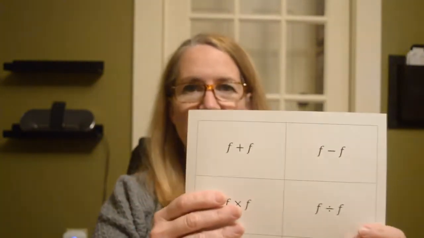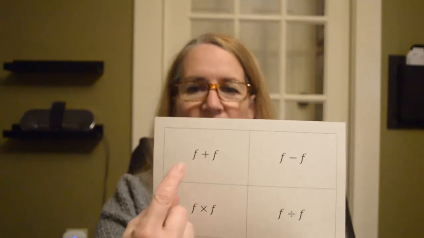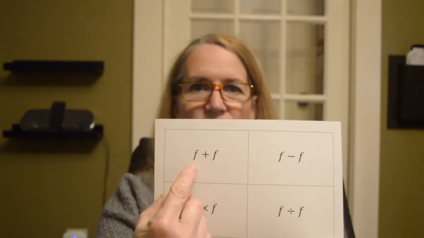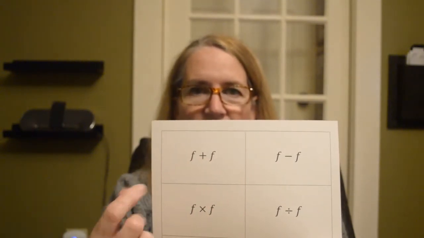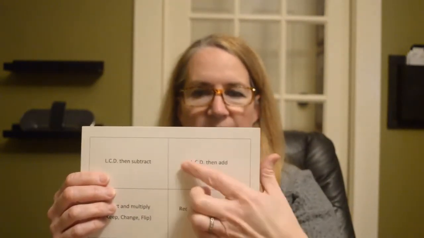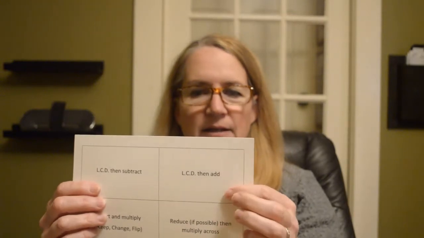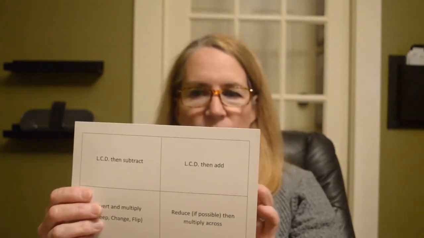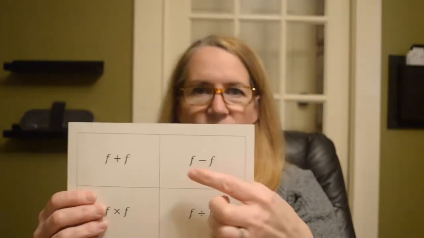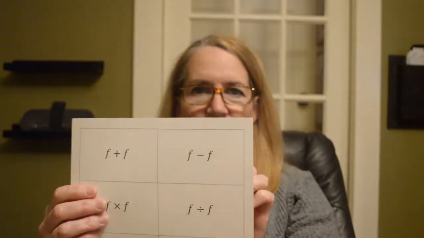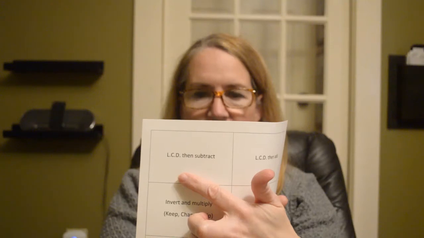So let me first explain what each of these means. F plus F, the F stands for fraction. So if we have a fraction plus a fraction, then what do we do? We flip it over and it says find the LCD and add. All right, and again, it's not in complete sentences. We just want something to trigger our brain. So LCD then add should do enough to get you to remember what to do there. All right, next is fraction minus fraction. I flip it over and right there it says LCD then subtract.